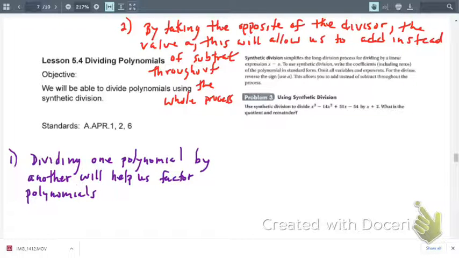Lesson 5.7 is on dividing polynomials. We're going to do this synthetically in this lesson. Dividing one polynomial by another will help us factor polynomials, so that's why it's important. Alright, so you want to write that down.